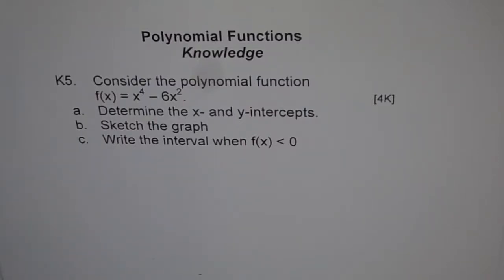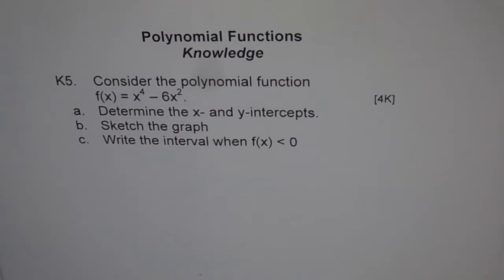Polynomial functions, this is K5, knowledge-based question number 5. Consider the polynomial function f of x equals x to the power of 4 minus 6x squared. Part A. Determine the x and y intercepts, sketch the graph, and write the interval when f of x is less than 0. Try to do it, it's not a difficult problem at all, and then look into my solution.